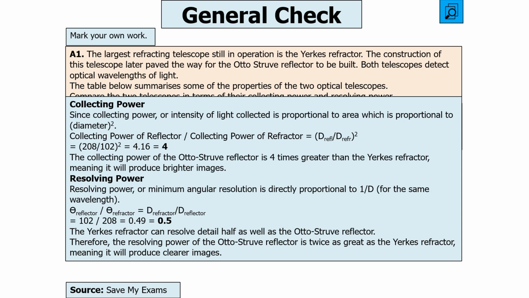produce brighter images. Now for our resolving power, or the minimum angular resolution, is proportional to 1 over d, because theta equals lambda over d, the Rayleigh criterion. Now you don't need to consider lambda here, the wavelength, because we'll just say it's the same wavelength for both. So you can do the ratio of the two of them. So you do 102 over 208, so it's 0.5. So that tells you that the Yerkes refractor can resolve detail half as well as the Otto Struve reflector. So it means that the resolving power of the Otto Struve reflector is twice as great as the Yerkes refractor. So not only will it produce brighter images, it'll also produce clearer images as well. It's very important to link those conclusions into your answer.